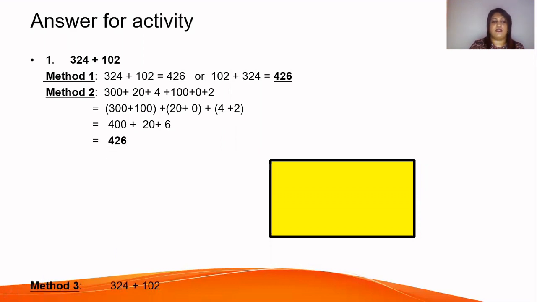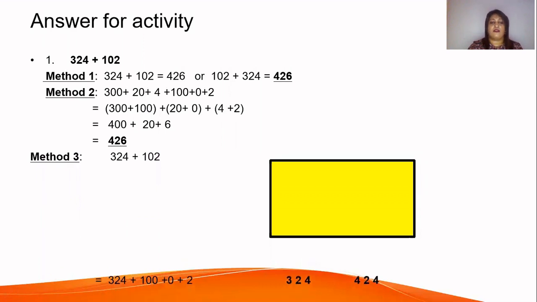Let's go to method 3. Here we're going to leave the first number whole. We're going to decompose or break down the second number. Now in the block on the right hand side, as we're going along, you'll see how we added there to make it easier so we don't make mistakes. Now 324 is left whole. I broke down 100 plus 0 plus 2.